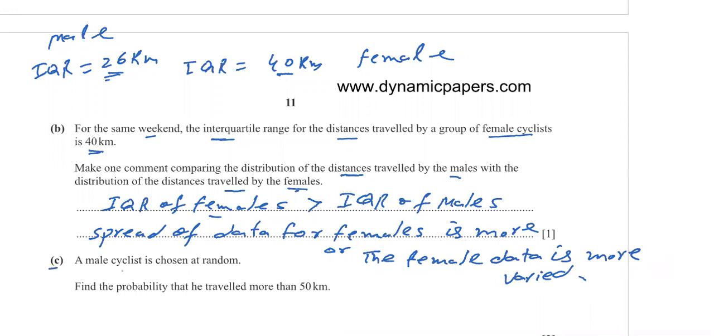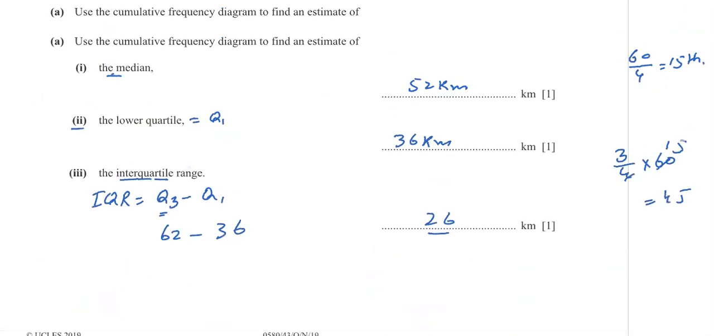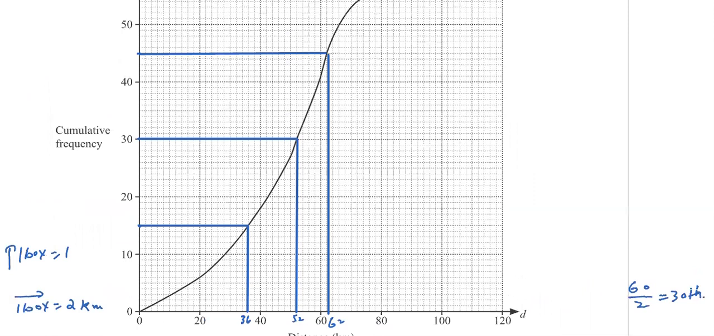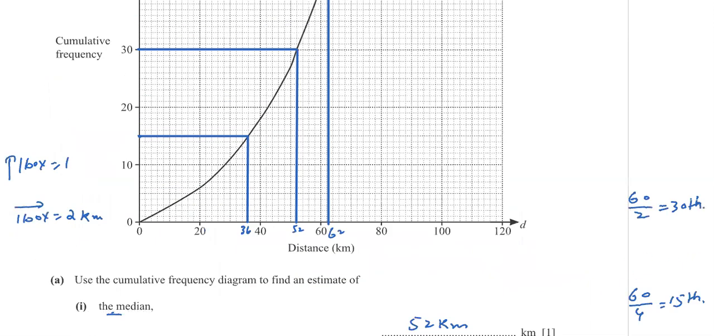Part C: a male cyclist is chosen at random. We are selecting at random. Find the probability that he traveled more than 50 kilometers. Now come to the cumulative curve again. We selected from more than 50. Where is more than 50?